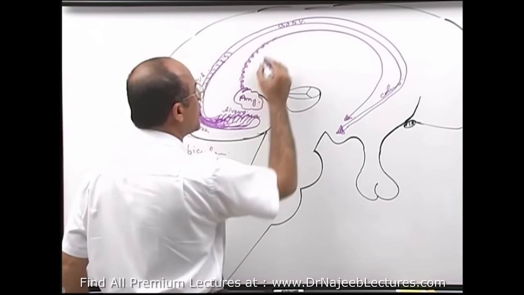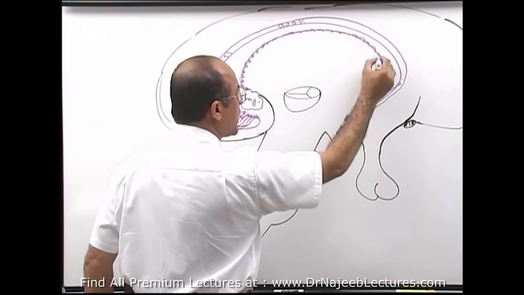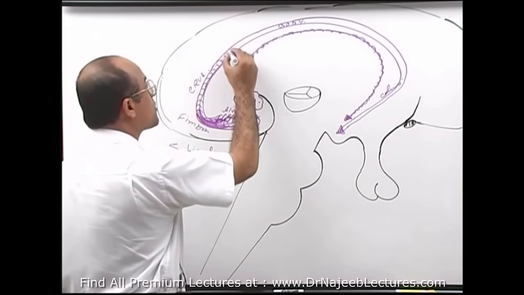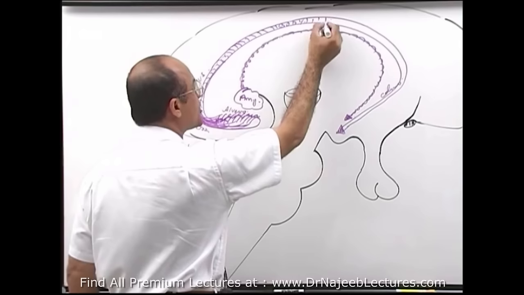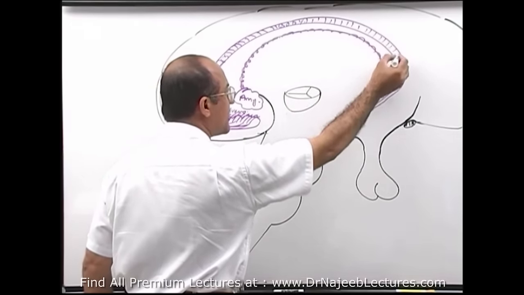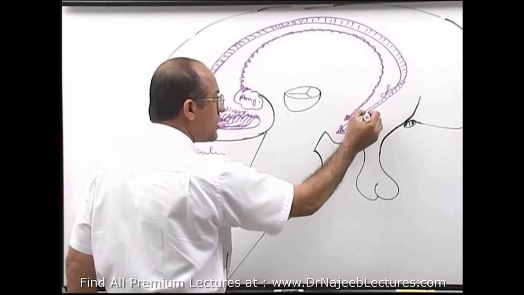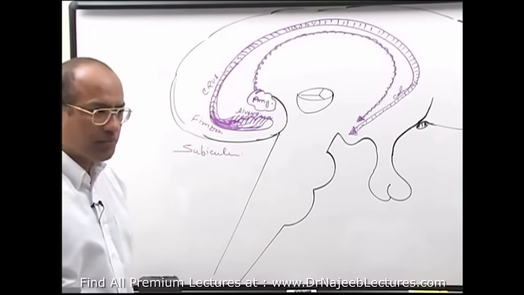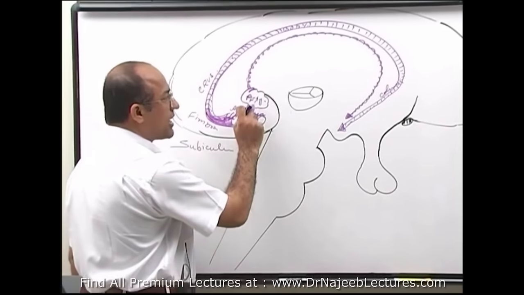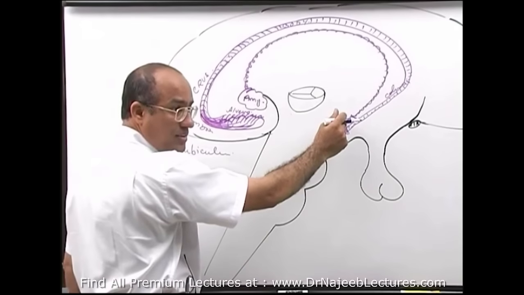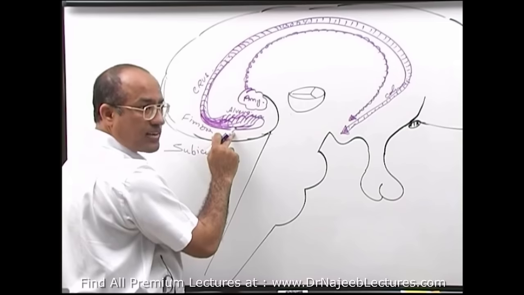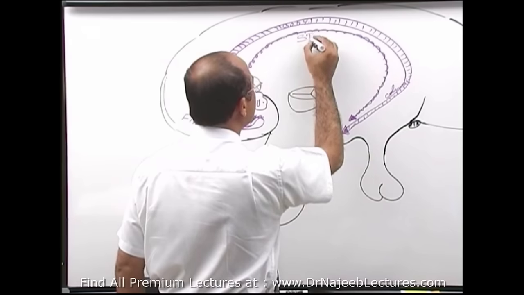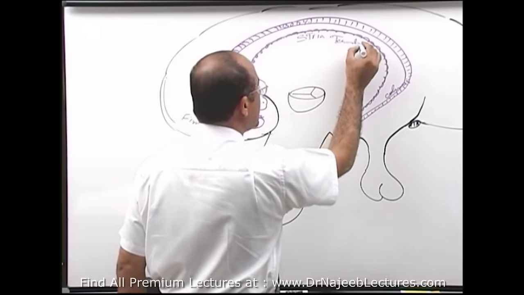These fibers coming from the amygdaloid body and eventually going to the hypothalamus are called stria terminalis. Of course, the upper fibers are called, what is it? Fornix. So fornix is connecting the hypothalamus and temporal lobe. And stria terminalis is also connecting the hypothalamus with the temporal lobe. But stria terminalis connects the amygdaloid body with the hypothalamus, and fornix connects the parahippocampal formation with the hypothalamus. And what is this? Stria terminalis. Any question up to this?